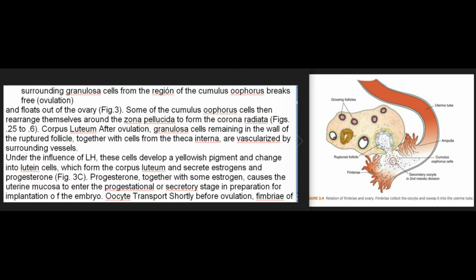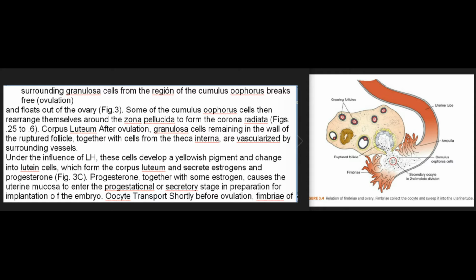Corpus luteum. After ovulation, granulosa cells remaining in the wall of the ruptured follicle, together with cells from the theca interna, are vascularized by surrounding vessels. Under the influence of LH, these cells develop a yellowish pigment and change into lutein cells, which form the corpus luteum and secrete estrogens and progesterone, Fig. 3c. Progesterone, together with some estrogen, causes the uterine mucosa to enter the progestational or secretory stage in preparation for implantation of the embryo.